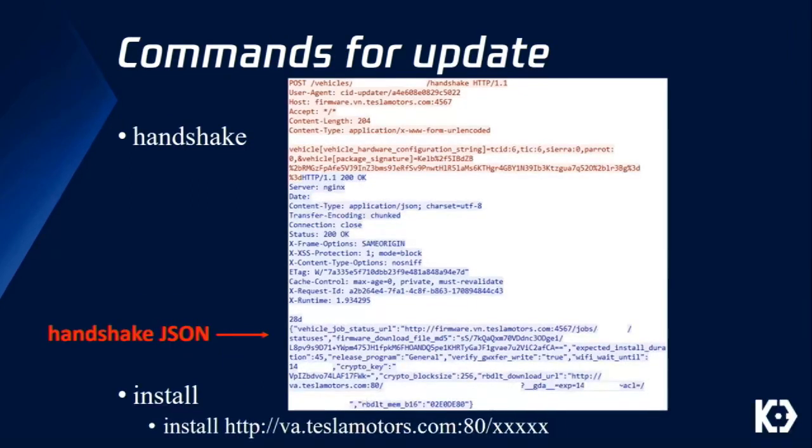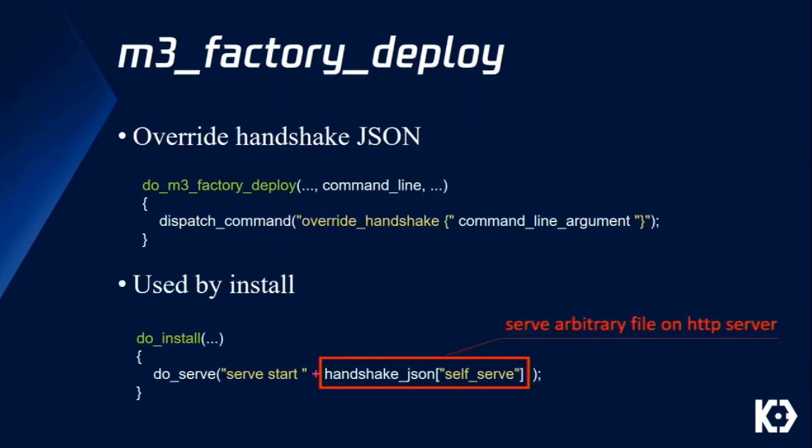The command handshake will request a JSON from the Tesla server. This JSON contains a URL to the new firmware and other information. The command install will parse this JSON and download the firmware. The function M3 factory deploy is a newly added command around version 17.17.4. This command and the install command are unprivileged commands and can be executed by CID without restriction.